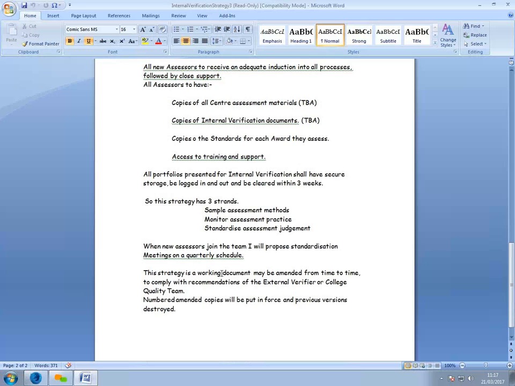And again, this strategy, and this should be on the end of any strategy because no strategy lasts forever. Things change, people change, circumstances change. So this strategy is a working document and may be amended from time to time to comply with recommendations from the external verifier or college quality team. Numbered and amended copies must be put in force and previous versions destroyed. Now that is very important.